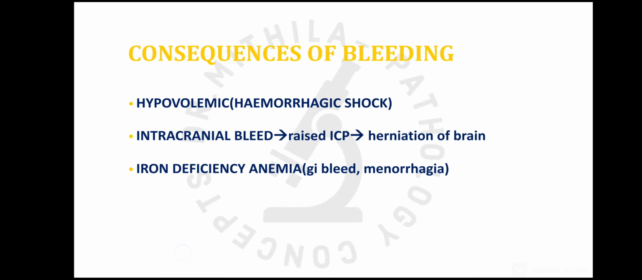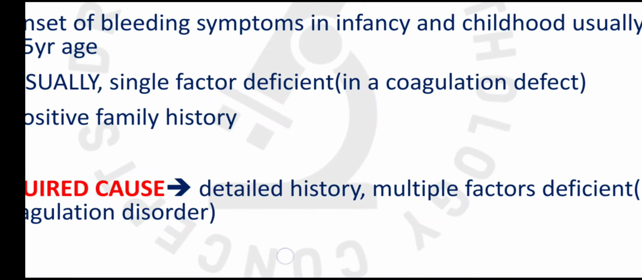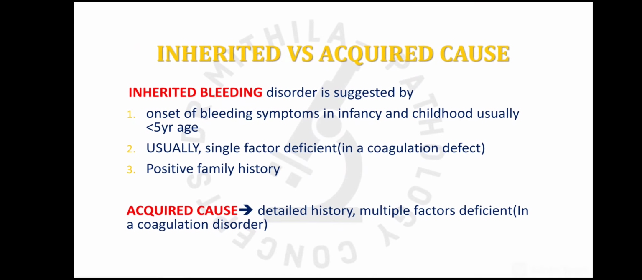While in an acquired disorder, we take a detailed history to find out the cause, like liver disease, vitamin K deficiency, or any drug intake. That will be an acquired cause of any hemostatic disorder. Then in case of a coagulation disorder, multiple factors will be deficient, like in vitamin K deficiency, the 2nd, 7th, 9th and 10th factors will be involved. So that is an acquired cause.